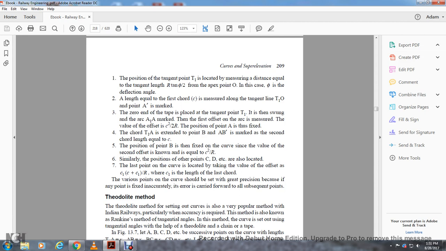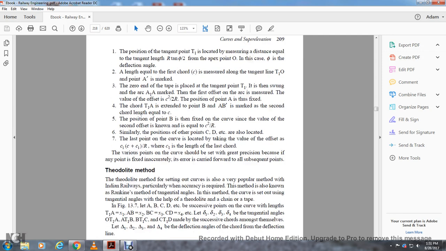The last point where the curve ends is located using the offset for the last chord length C1, which is c1 times (c plus c1) divided by R. The various points of the curve should be set with greater precision, because if any point is fixed inaccurately, the error is carried forward to all subsequent points.